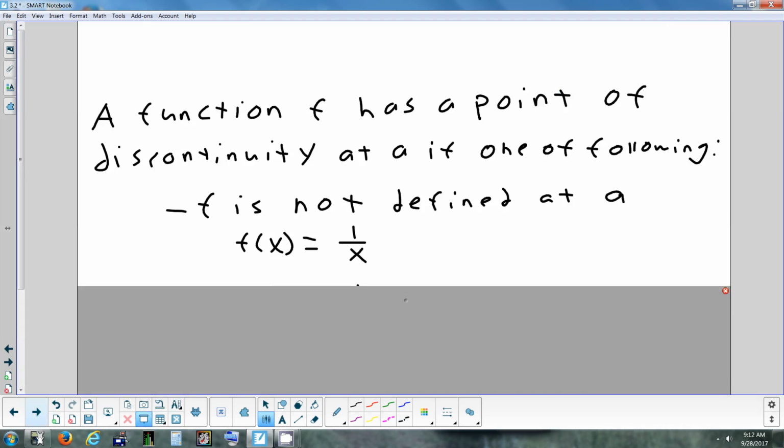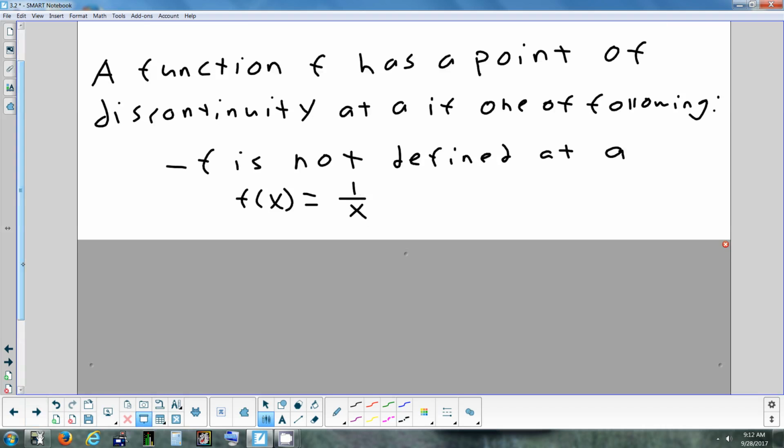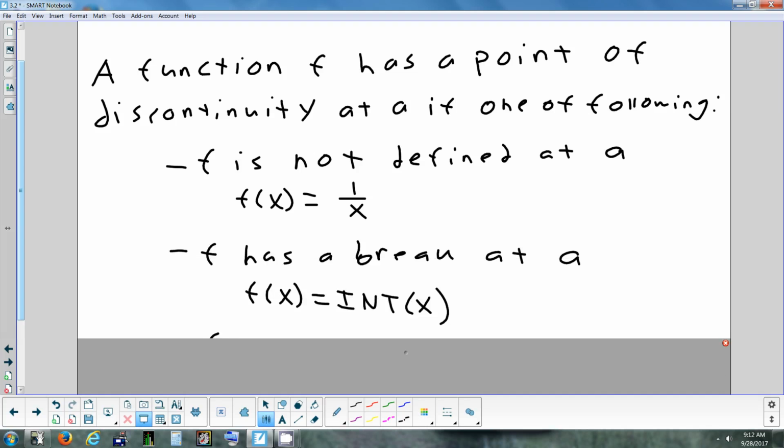So there's 3 ways, and I kind of mentioned these earlier, that a function can be discontinuous. The first way is the example I showed you. You can have an undefined value. One way to get an undefined value is to have it divide by 0.